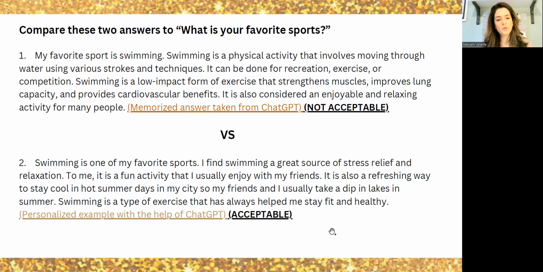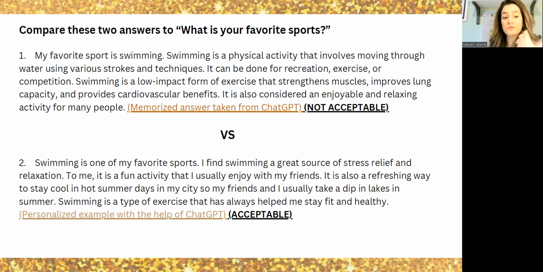Let's take a look at the second one. Swimming is one of my favorite sports. I find swimming a great source of stress relief and relaxation. So you say, I find swimming a great source of stress relief. So you're talking about yourself. To me, it is a fun activity that I usually enjoy with my friends. So you talk about you and your friends.